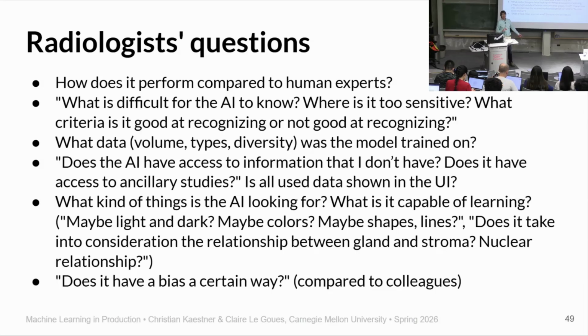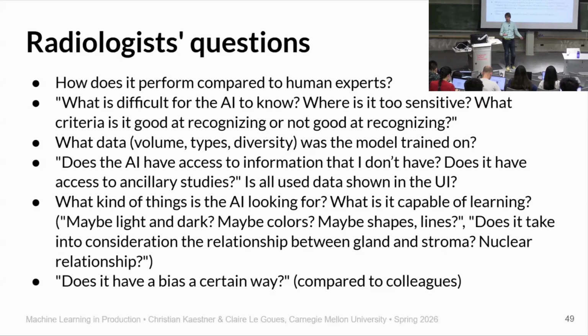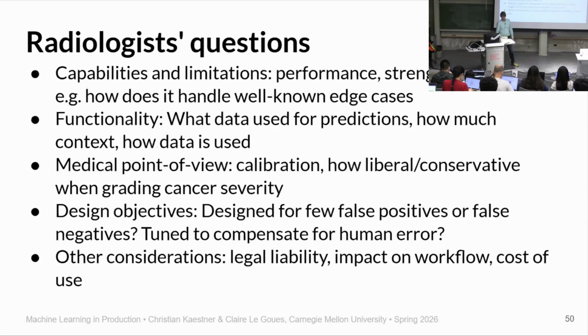What kind of things is this looking for? Like, how does it work in general, right? So that you have some mental model of when do you need to provide oversight and when not. There's a couple of these things. What are capabilities? What are functionalities? It's very much from a medical point of view, embedded in the medical system.